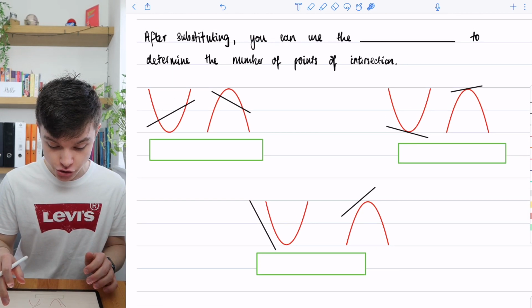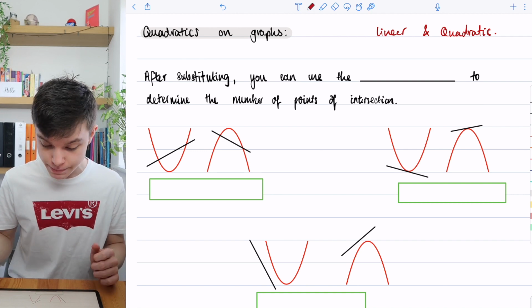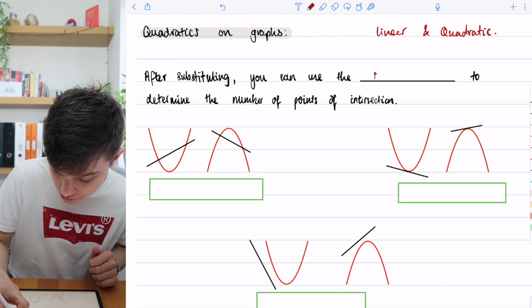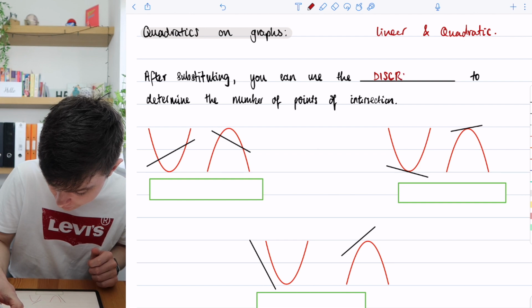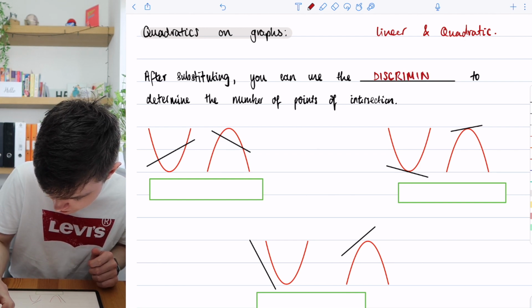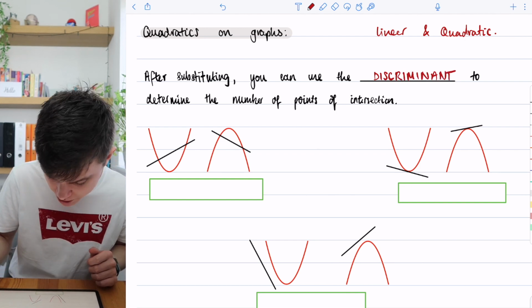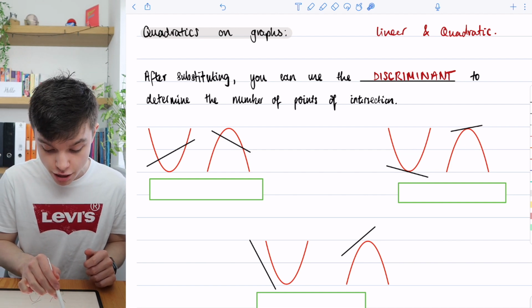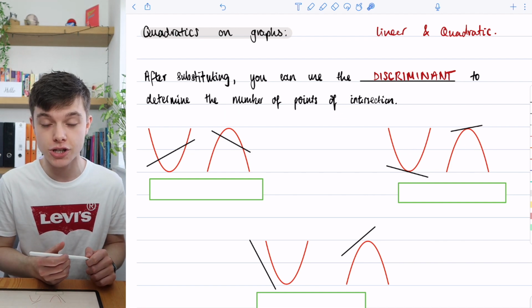Let's go back to this page here, and I'm now going to write that in. The discriminant will go here. So we can use the discriminant to help us determine the number of points of intersection.